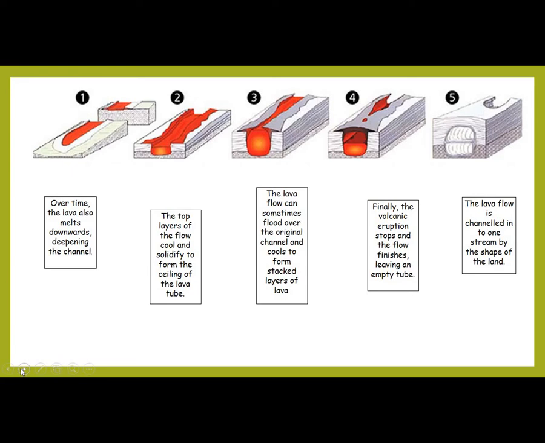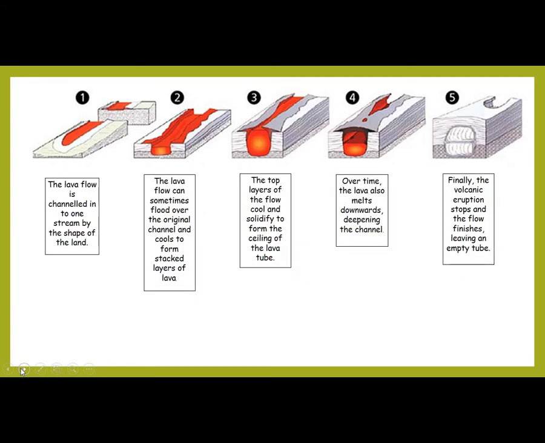Okay, so this always causes a little bit of confusion in class because there's 1 or 2 annotations that technically could go either way round, really. So here's the correct order. The lava flow is channeled into one stream by the shape of the land, by the relief, and it will start to sort of burn down over the original channel, and sometimes it might flood over the edges and cools to start to begin to form stacked layers of lava like they are.